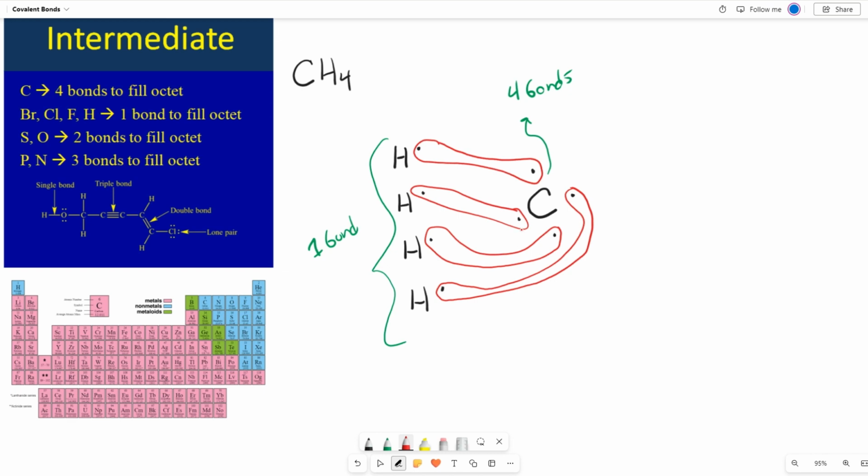Then once you kind of know how many bonds each atom's going to want to make and how they're going to be arranged, then you can draw your Lewis structure. Usually for Lewis structures that have carbon involved, carbon is drawn at the center of the Lewis structure.